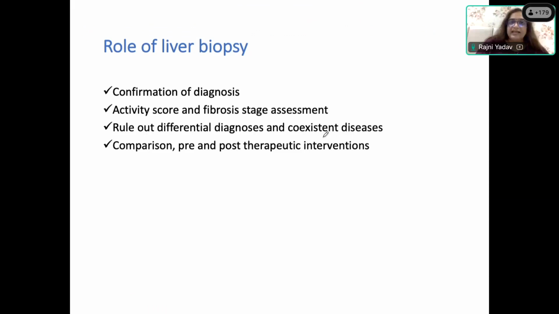just present with the elevation of the AST/ALT, and then you have differentials of autoimmune hepatitis and non-alcoholic fatty liver disease. Then if the patients have to be taken in the trials or they are undergoing a therapeutic intervention like bariatric surgery, then pre and post therapy, you can actually compare the scoring in the biopsies. So they are important for that also.